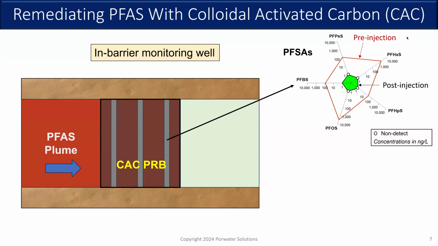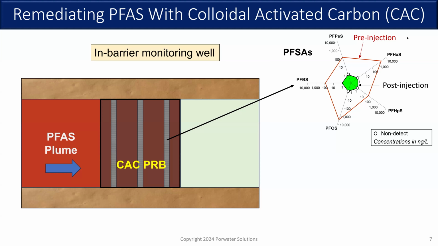And this is a radial diagram, and there are 5 axes. We've got sulfonates on this diagram, starting with PFBS on the left, which is the shortest chain sulfonate in the diagram. And if you go clockwise around that radial diagram, you'll see that the chain lengths are increasing as we come up to PFOS on the bottom. And the red data series represents pre-injection concentrations. The green data series, those are the concentrations measured at a monitoring well in the barrier 3 months after the barrier had been installed. And if you look at the PFOS axis, just as an example, you'll see that between pre-injection and post-injection, concentrations drop by 3.5 orders of magnitude.